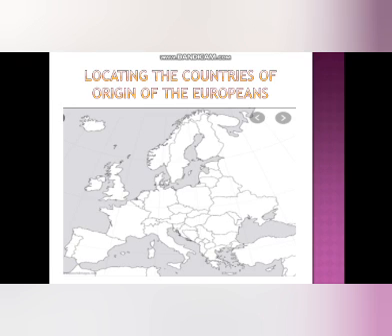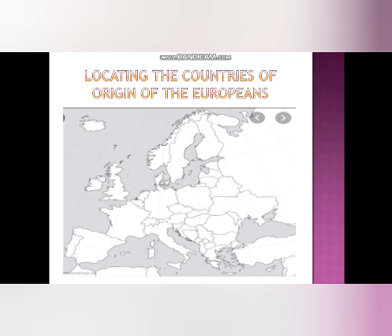So here's the big one. Locating the countries of origin of the Europeans. Now we want to locate the countries of origin of the Europeans. So as we mentioned earlier, Europe is the continent. So we have the countries now where these Europeans originated from.